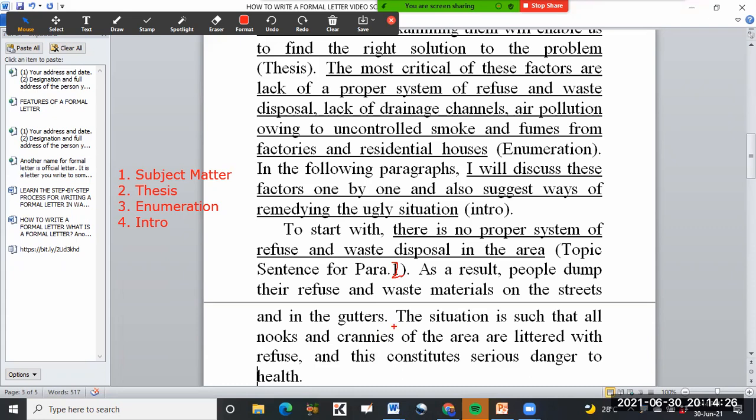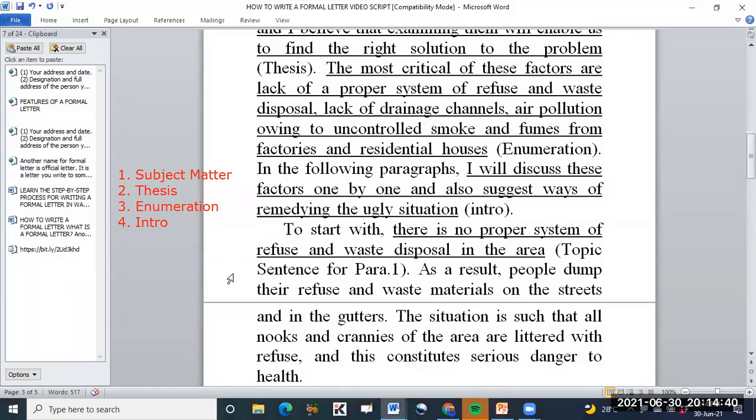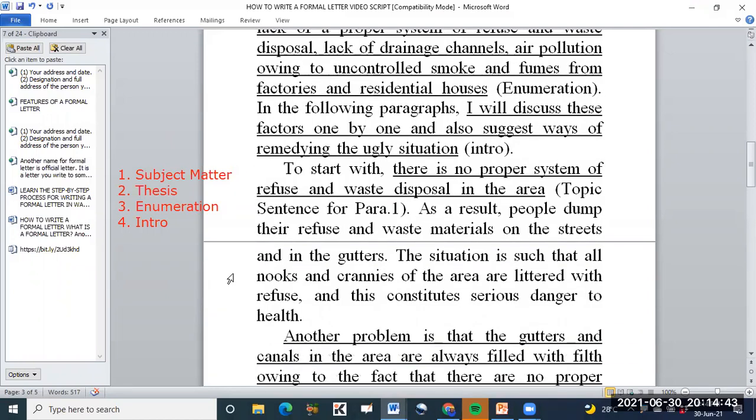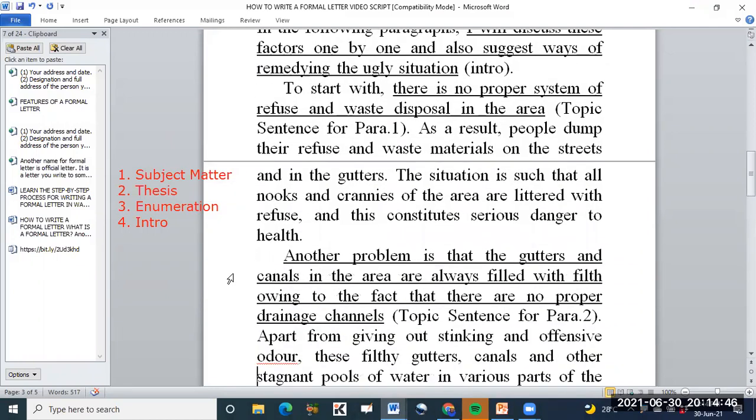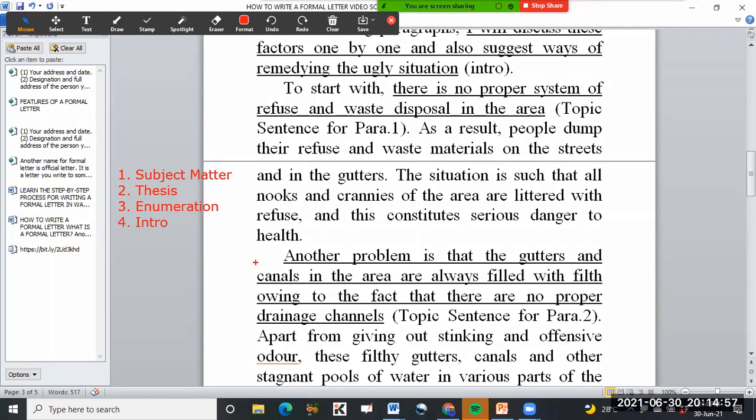Then we go ahead. The situation is such that all the nooks and crannies of the area are littered with refuse, and this constitutes serious danger to health. You see, you have been able to discuss this quite clearly, and you have developed it. So you go to the next, and in the next one, you take the second point in your enumeration. And so here you are saying, another problem is that the gutters and canals in the area are always filled with filth owing to the fact that there are no proper drainage channels.